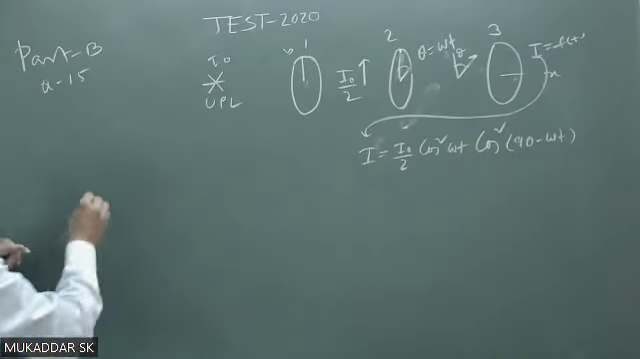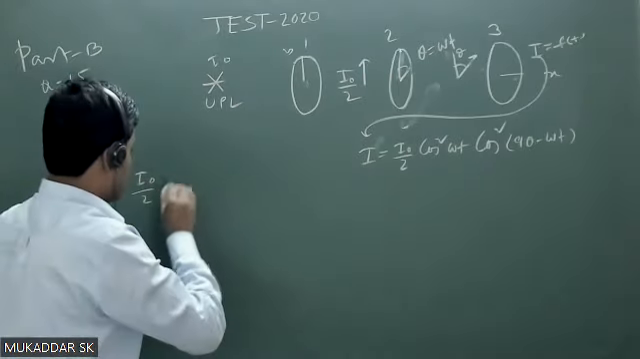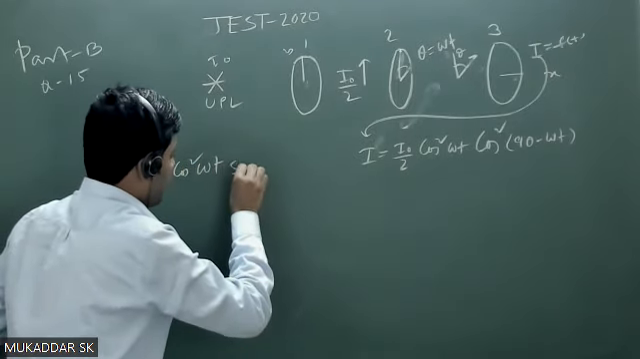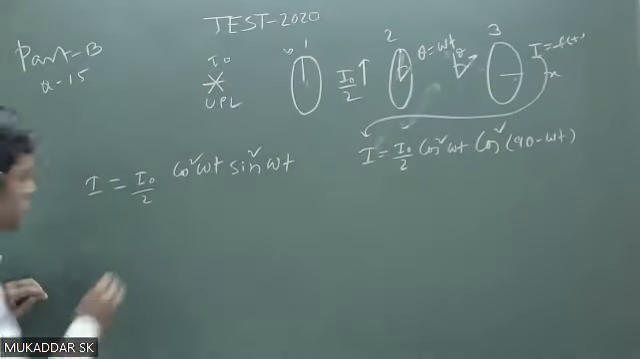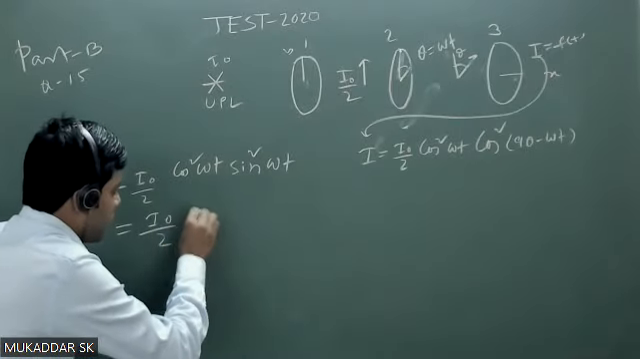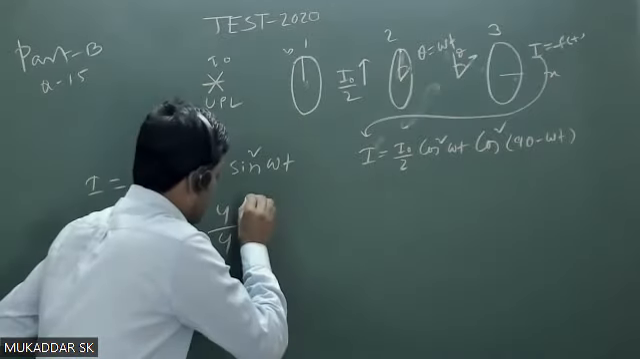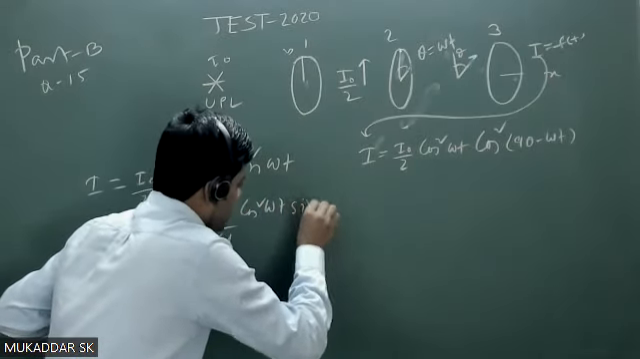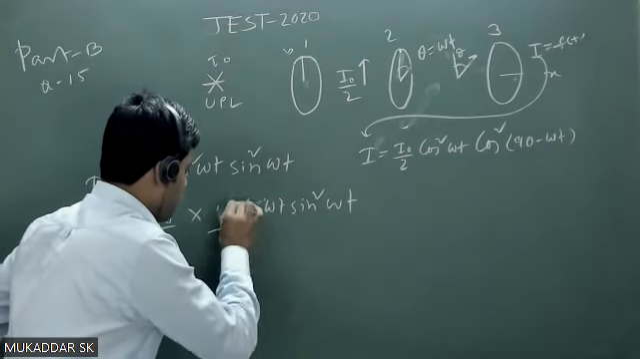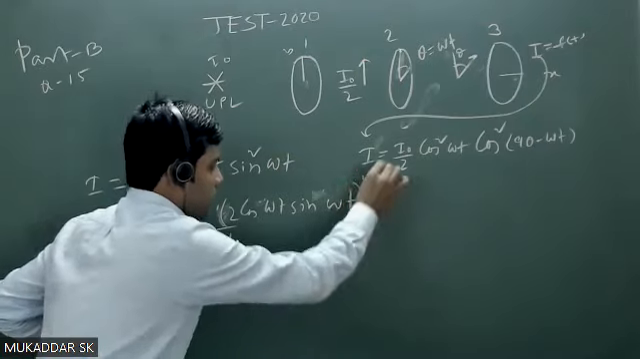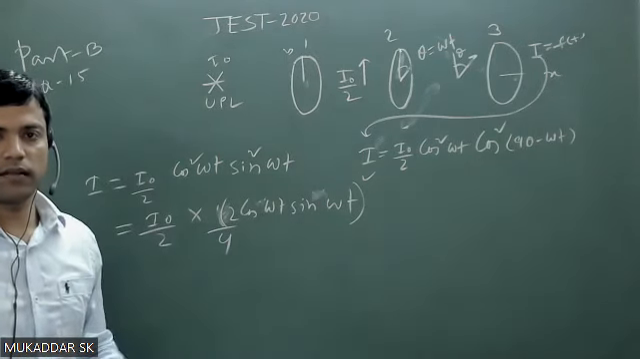Now I have to simplify that. You have I equals I naught by 2, then cosine square omega t, and cosine square of 90 minus theta, that is sine square omega t. Now I can multiply by 4 and divide by 4, and then you'll have cosine square omega t sine square omega t. That I can further write as 2 cosine omega t sine omega t squared, that is nothing but 4 cosine square omega t sine square omega t. And 2 sine theta cosine theta is nothing but sine 2 theta.